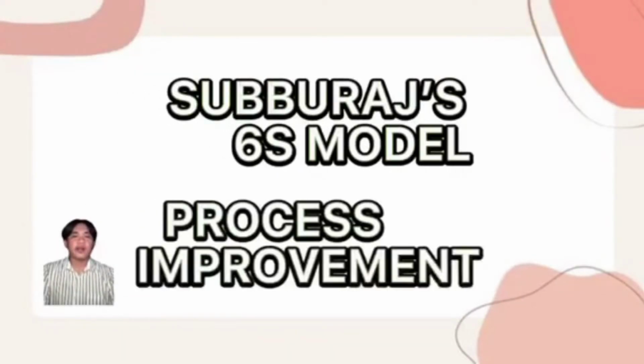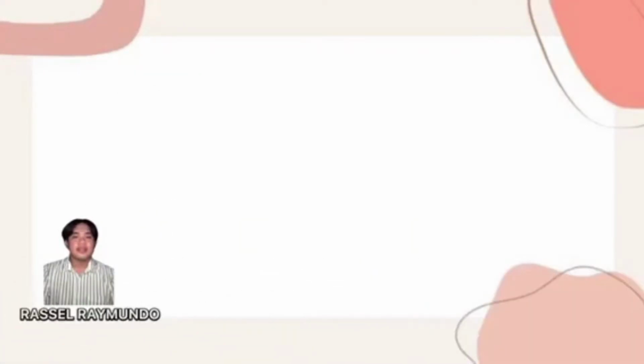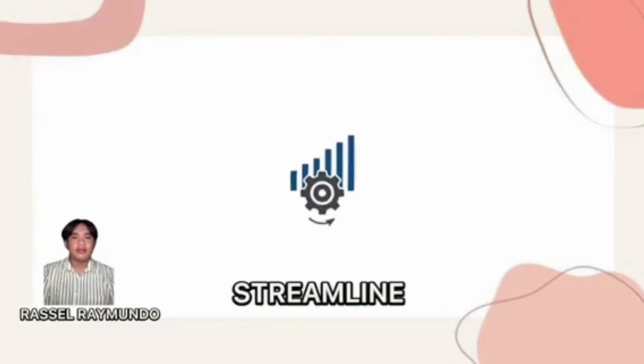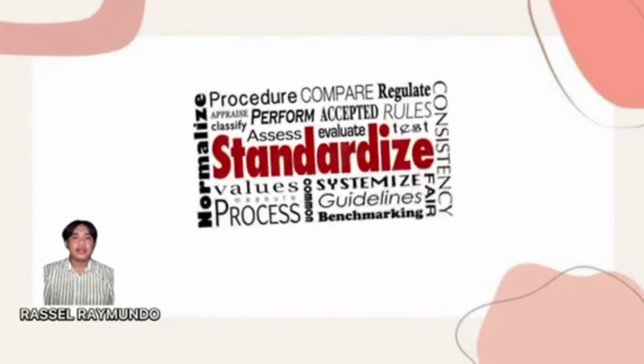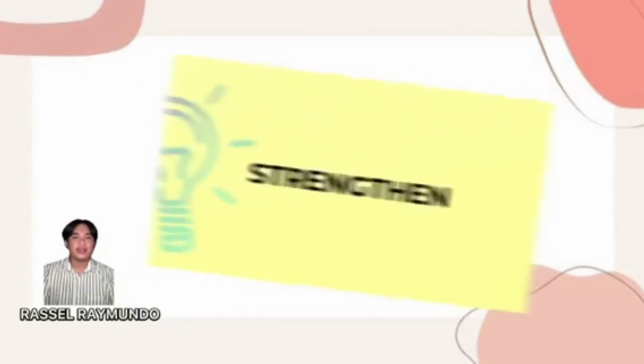Six S model for process improvement. First, study, streamline, simplify, standardize, synergize, and strengthen.